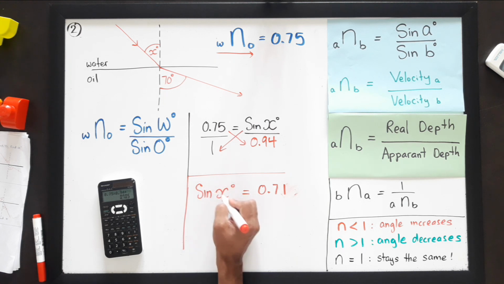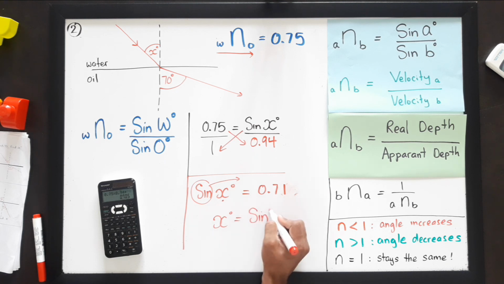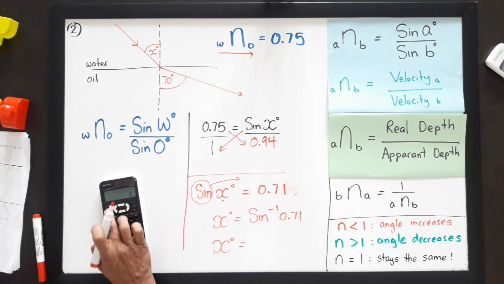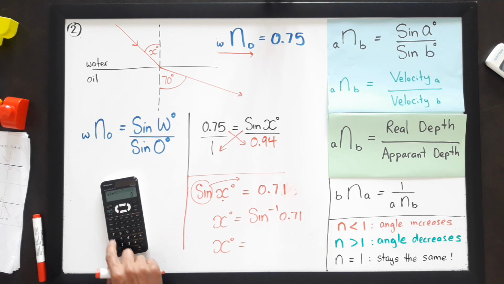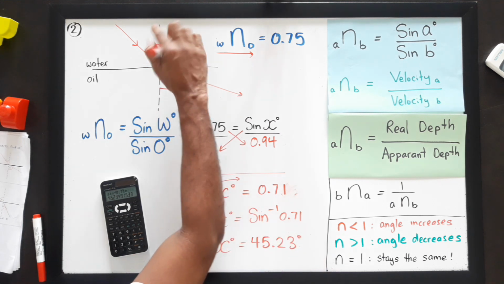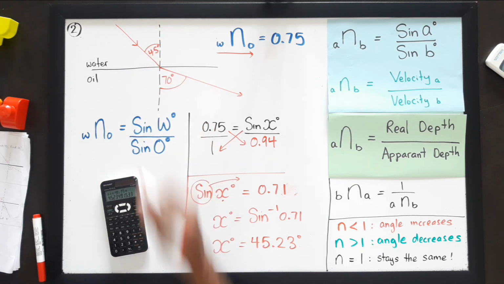So we want to solve for x. Throw across sine, and the opposite of sine is sine inverse. So we have to sine inverse 0.71. So that means x is what? Second function, sine 0.71. You will get 45.23 degrees. So this angle here, x, is roughly around 45 degrees. Right? So I just left only 2 decimal places.